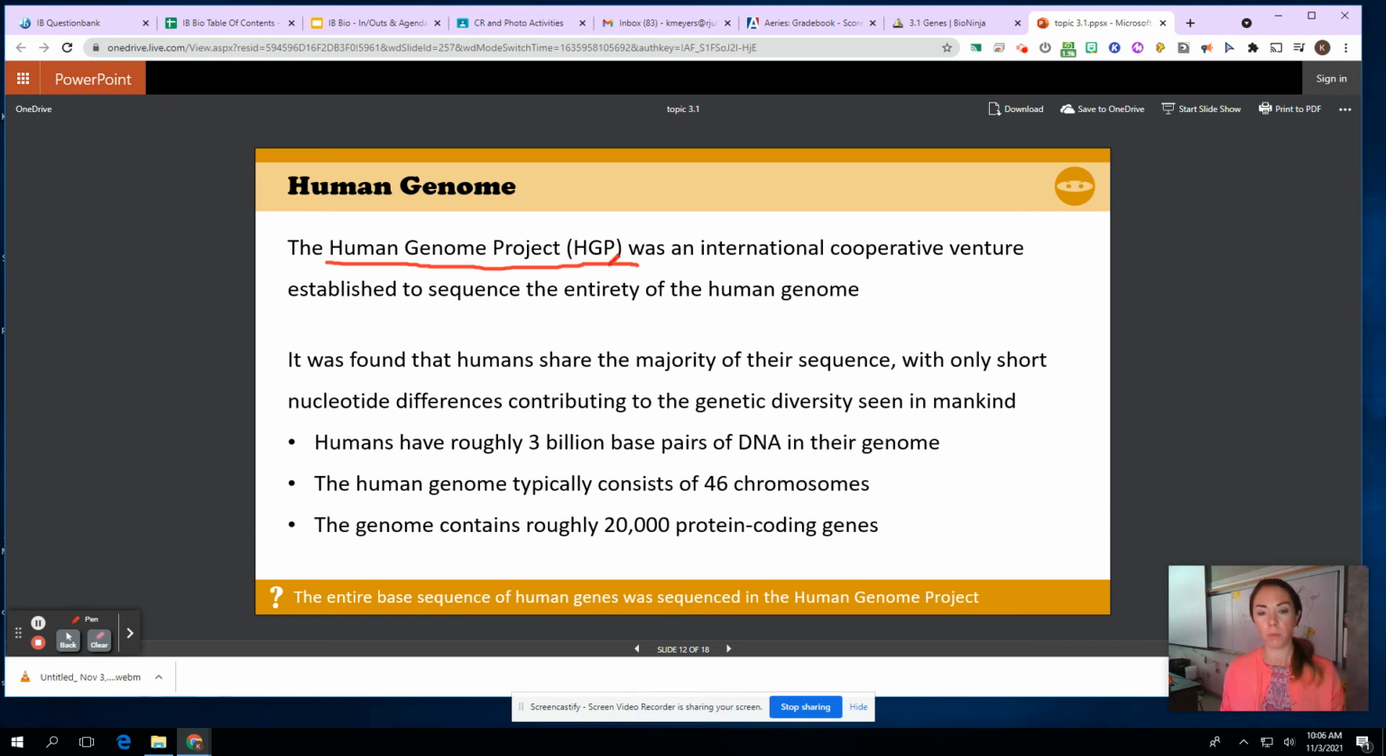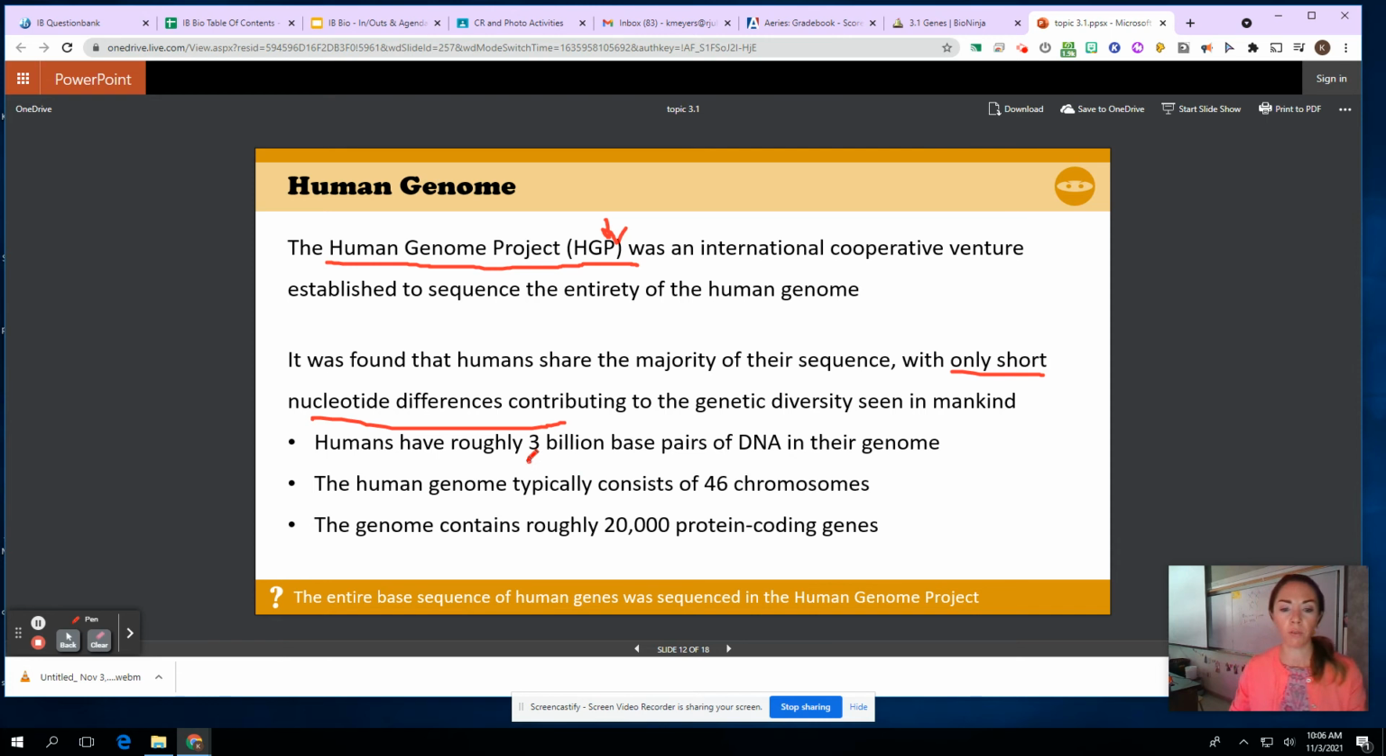What we found from the HGP, you should know that acronym, is that humans share the majority of their sequences. There are only a couple of short nucleotide differences contributing to all of the genetic diversity in mankind. The number is like 99.99% of the DNA is completely the same. Just a couple of those nucleotides in different places, different orders, create the differences that we see in mankind.